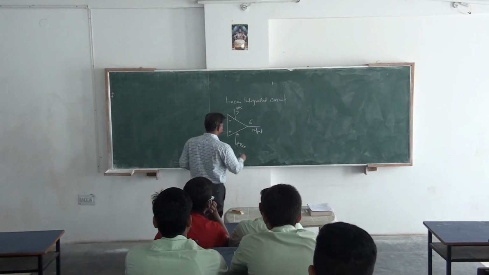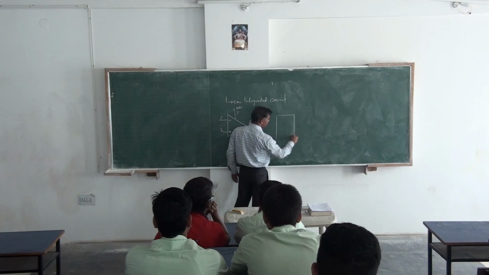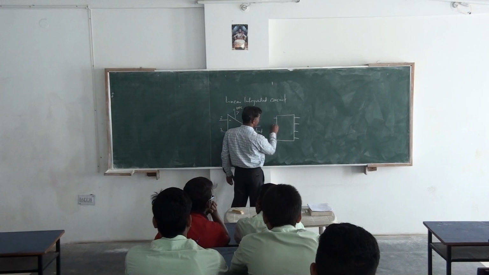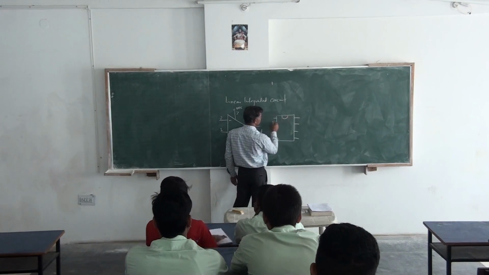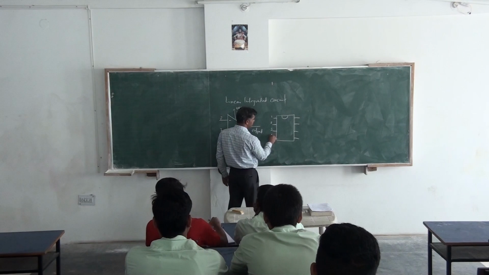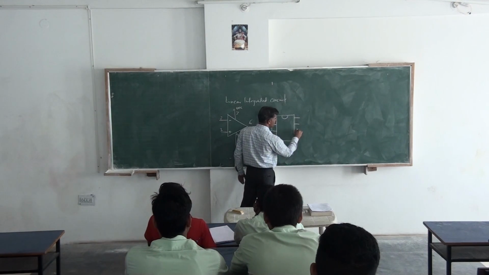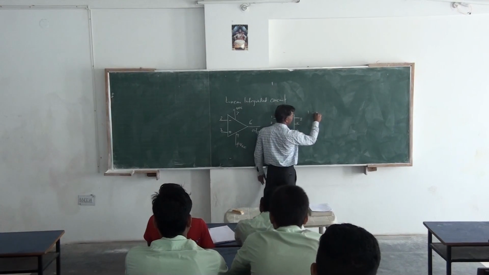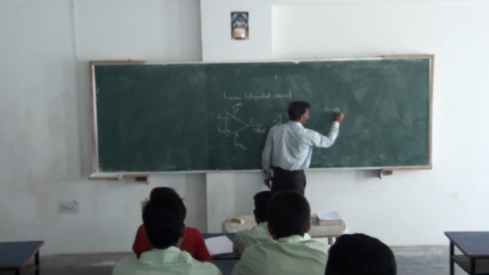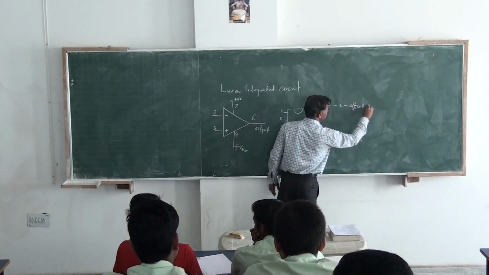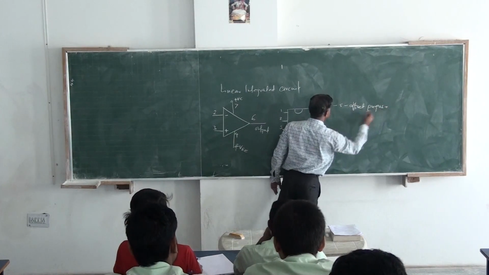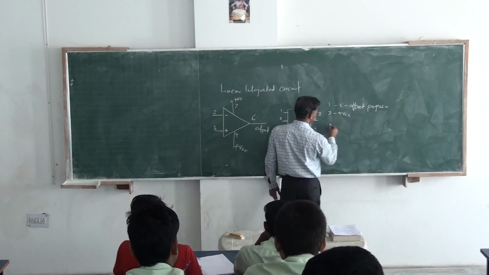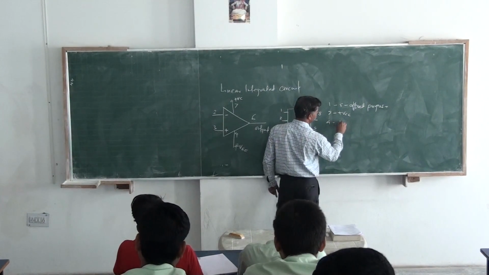The next is the IC pin number. This is a DIP IC, it is an 8-pin IC. These are the pins. This is pin number 1, this is 2, this is 3, this is 4, this is 5, 6, 7, and 8. This 1 and 5 are used for offset purpose, to null the offset. Pin number 7 is used for positive VCC. Pin number 4 is used for negative VCC.